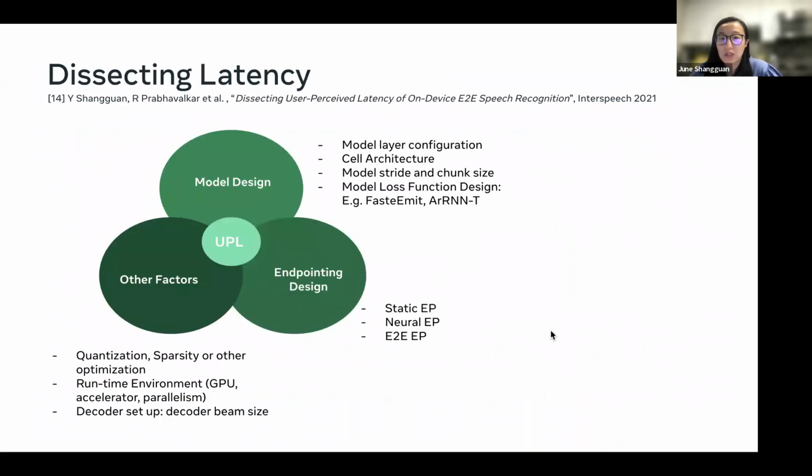And so we went further to look at what exactly the factors are, and we grouped them into 3 categories. One category is model design. How fast your model is depends on how you design the model, what loss function you use. The second category is endpointing design. What kind of endpointer are you using? And the third category is other factors like runtime, quantization, and sparsity. These techniques shrink the model and make it faster. But in this paper, in particular, we focus on the modeling side of it. We'll mention the other factors in a subsequent segment of this talk, but let's look at the model design first.